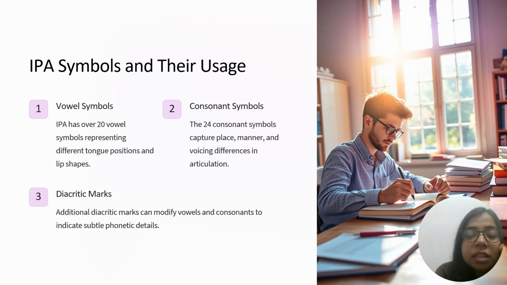Next is consonant symbols. The 24 consonant symbols capture place, manner, and voicing differences in articulation. Next is diacritic marks. Additional diacritic marks can modify vowels and consonants to indicate subtle phonetic details. So very subtle phonetic details can be captured by modifying vowel and consonant sounds.